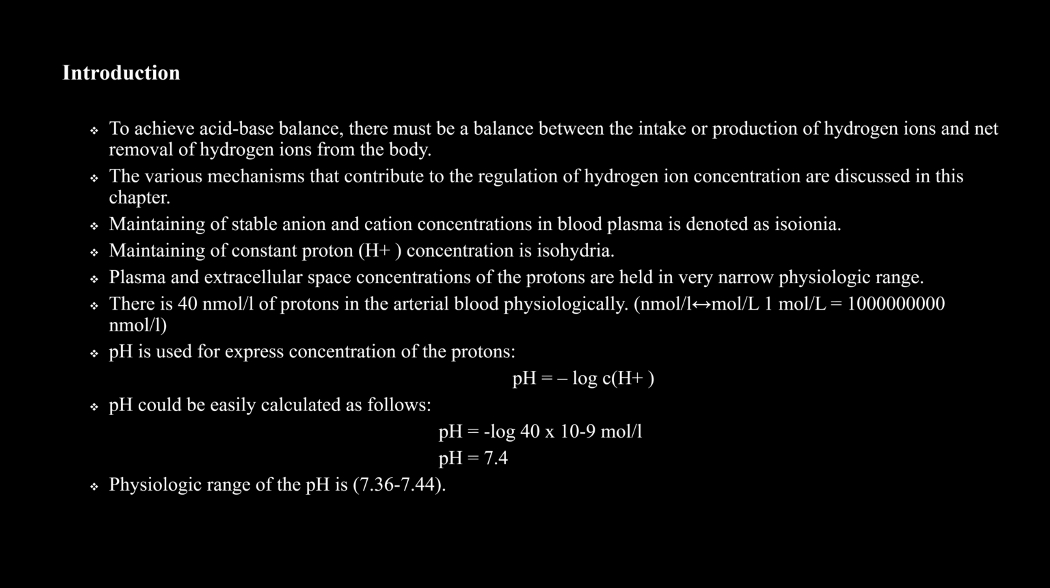pH calculation: using the concentration of protons in the calculator, with the formula pH = -log [H+]. Example: a concentration of 40 nmol/L, or 4 x 10^-8 mol/L, gives a pH equal to 7.4. The normal physiological range of blood pH is 7.35 to 7.45.